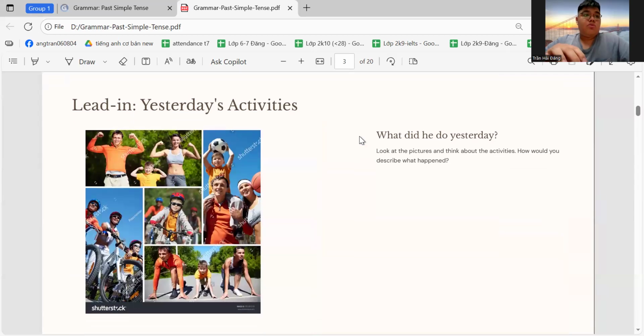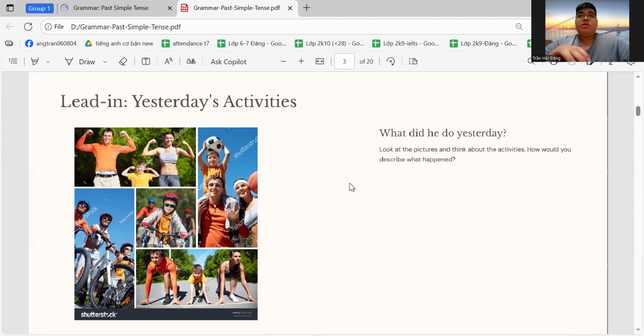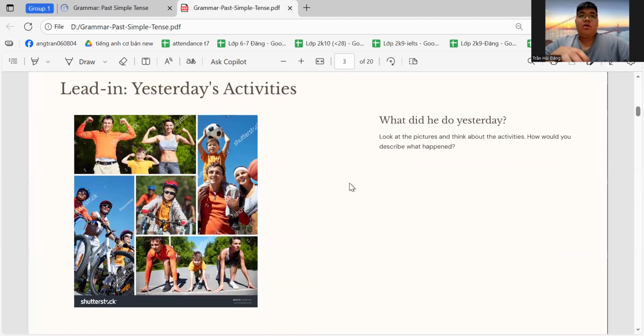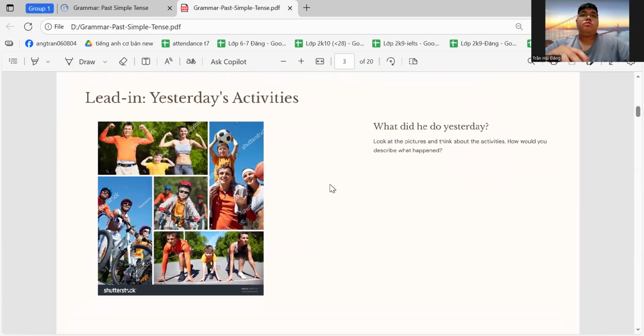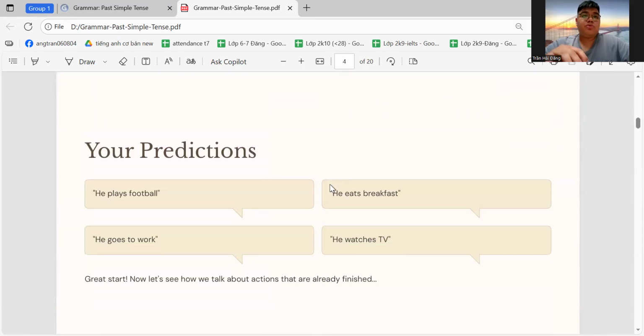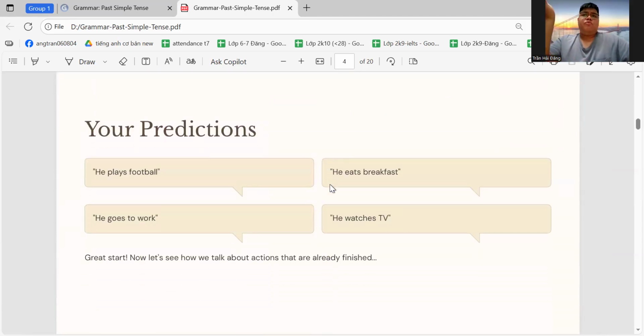So look at these pictures. Can you see what people did yesterday? Now, let's just think about the activities. How can you describe these pictures? Okay. Now let's move to your prediction. Oh, play football, breakfast, go to work, and watch TV.